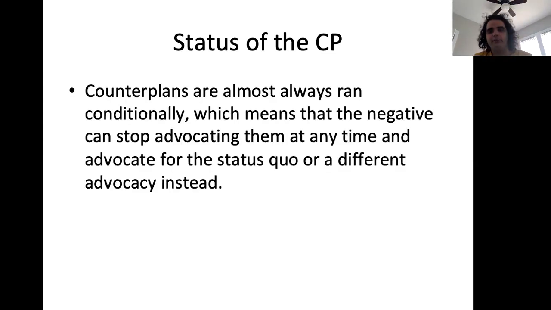So almost always counterplans are run this way. They're run conditionally. And that means that the negative can stop advocating for them at any time and either advocate for the status quo or a different advocacy instead. Now, sometimes the affirmative team might object to conditionality, and we'll talk about that a little bit more in a second, but it's not really feasible, right? Judges won't vote for the argument that all conditional arguments are bad anymore.